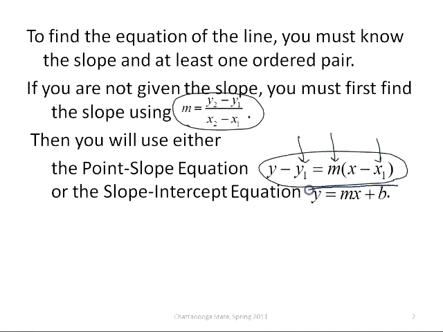Or we can use y equals mx plus b. If you already know this formula, it keeps you from having to memorize another formula. You put the slope in for m, the x-coordinate in for x, and the y-coordinate in for y, and you find the value of b. Then you just write your equation, putting your m in and putting your b in.